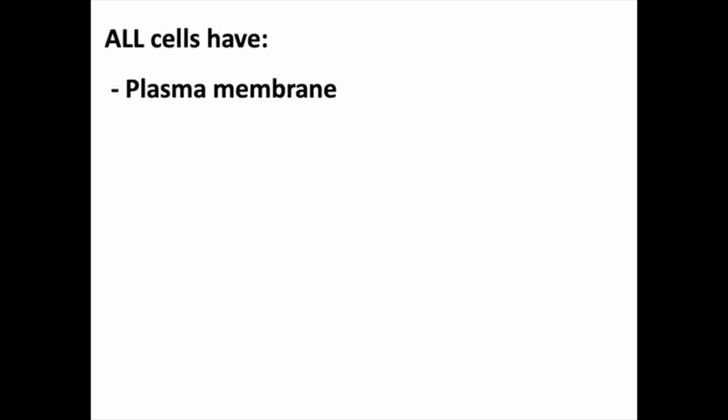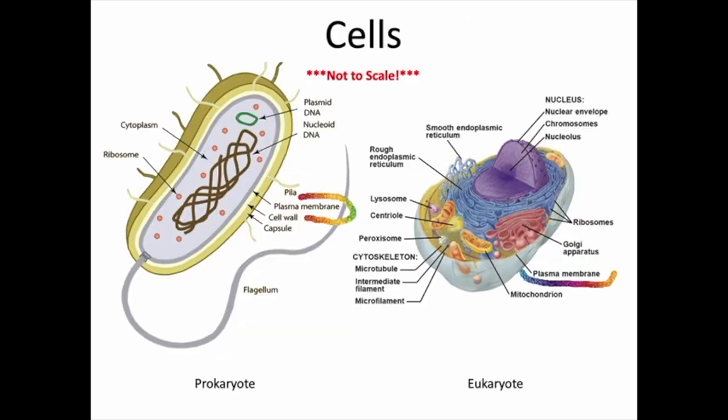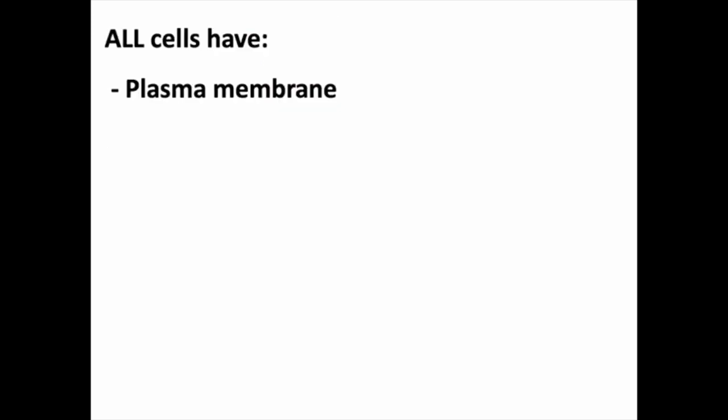Let's start with a plasma membrane. So this, of course, should be familiar. We talked about this a little bit in the previous chapter. All cells have this lipid bilayer. We can see it labeled here. It's just sort of a thin line in the prokaryotic cell, an even thinner line in the eukaryotic cell. But yeah, a plasma membrane is something that all cells have.